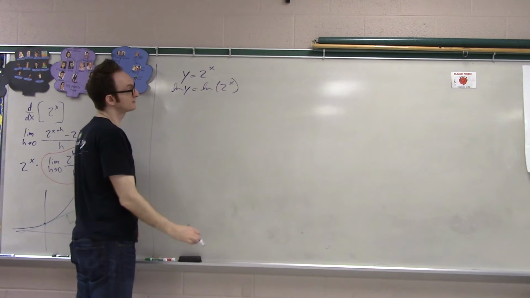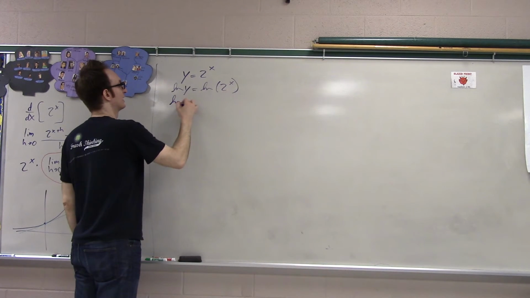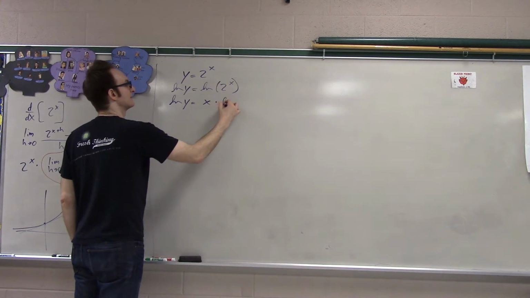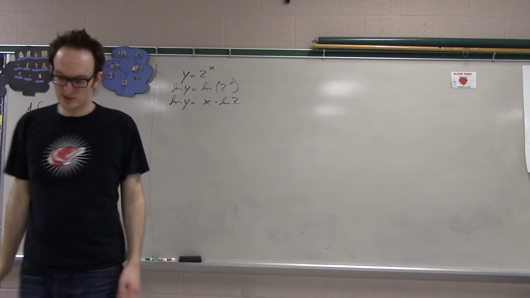This is one way to do this. And so suddenly, now I use the log rule that ln of 2 to the x is x times ln 2. And now suddenly this is just simple.